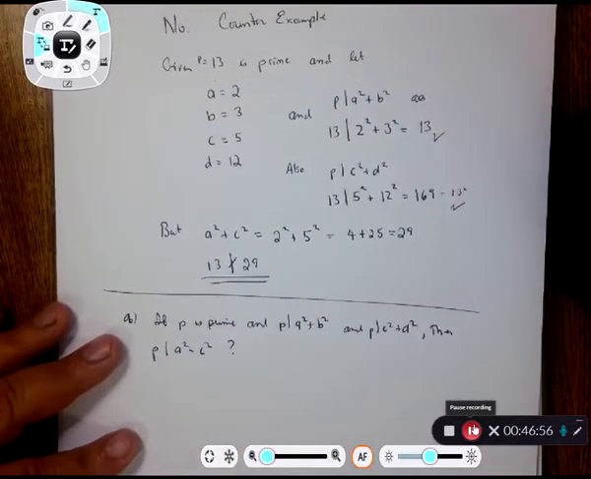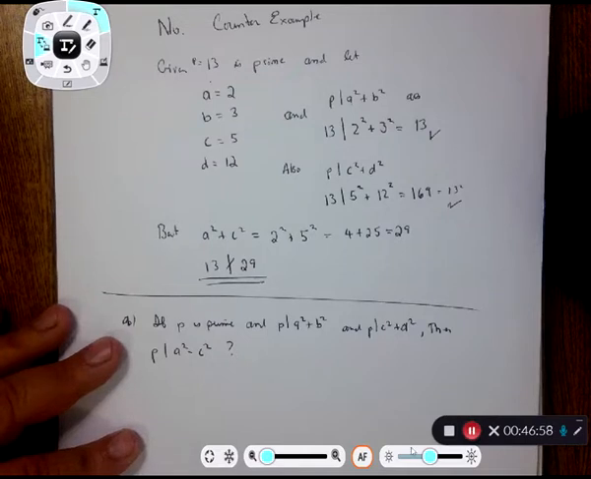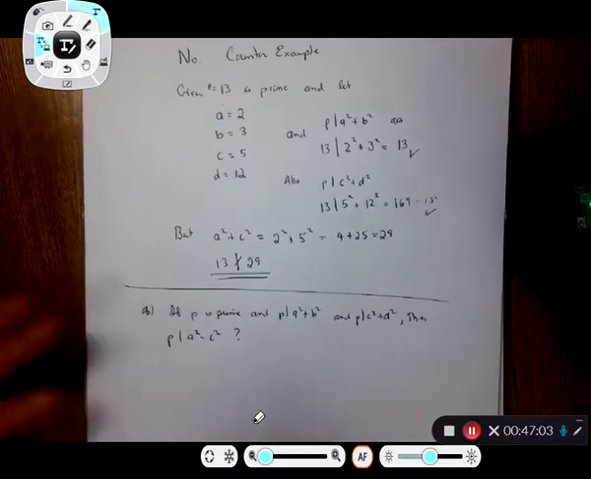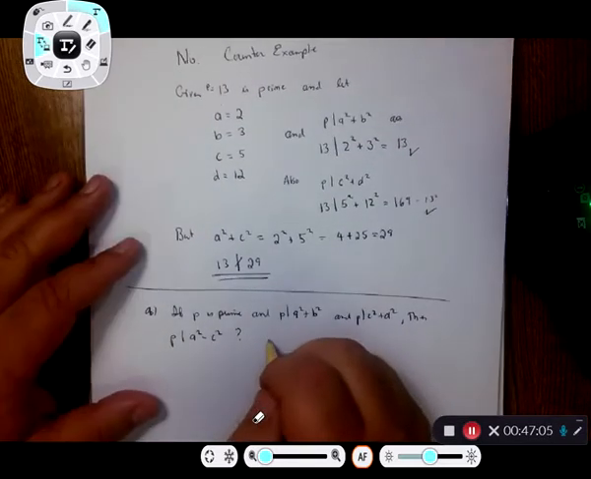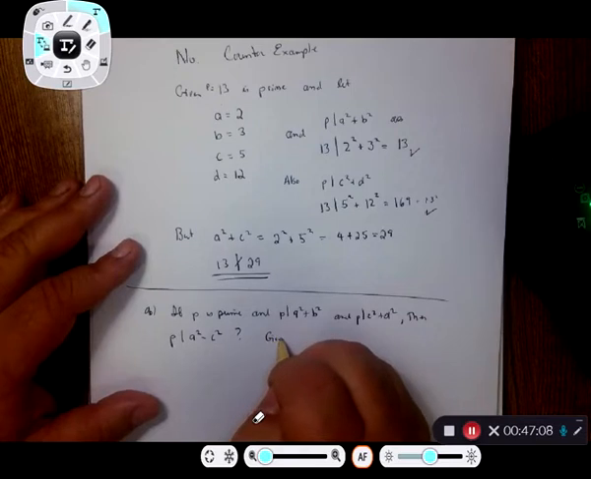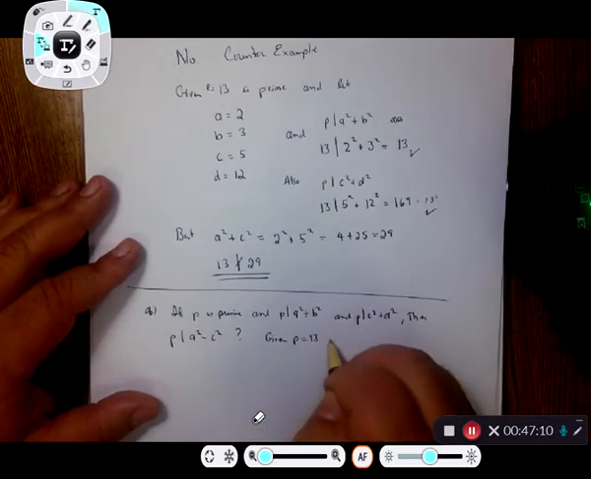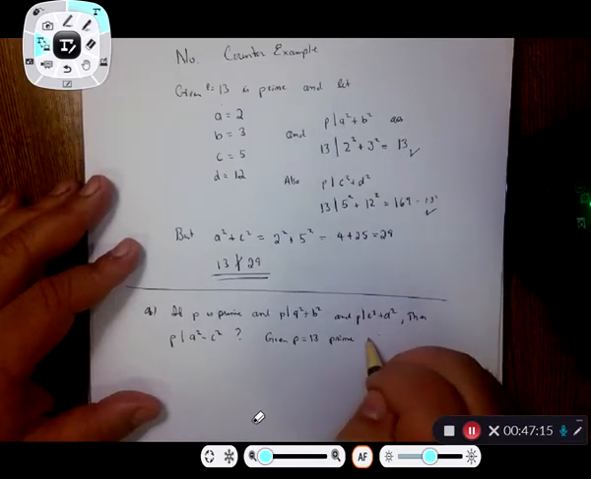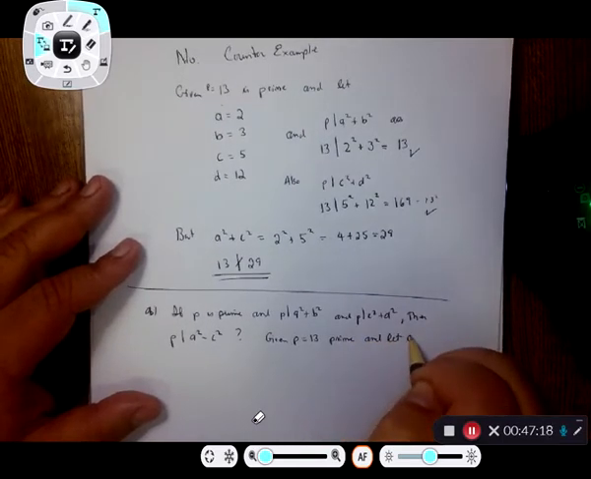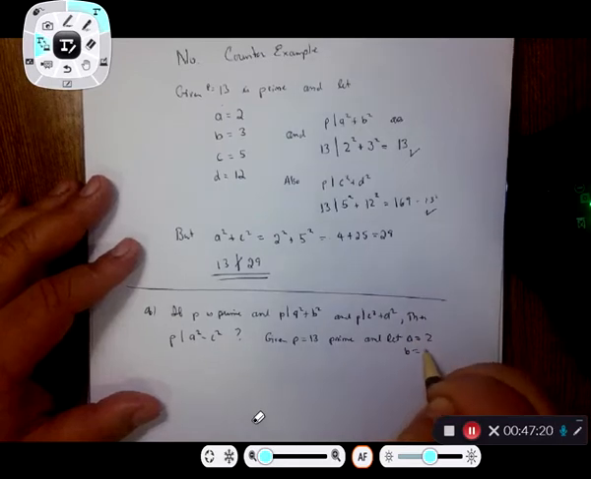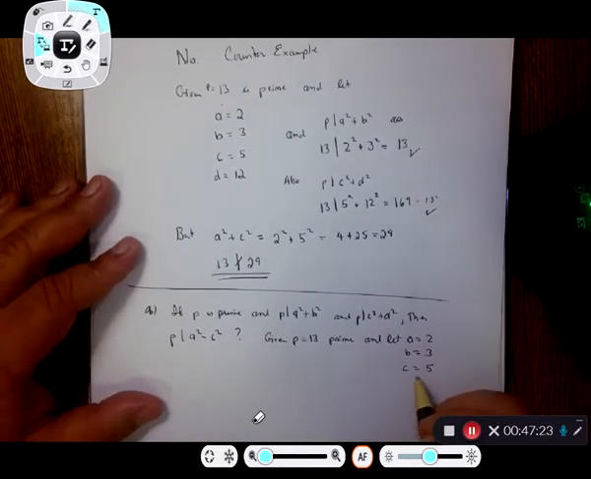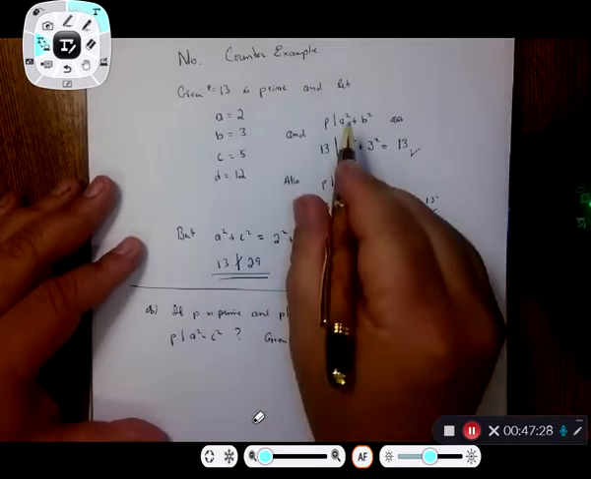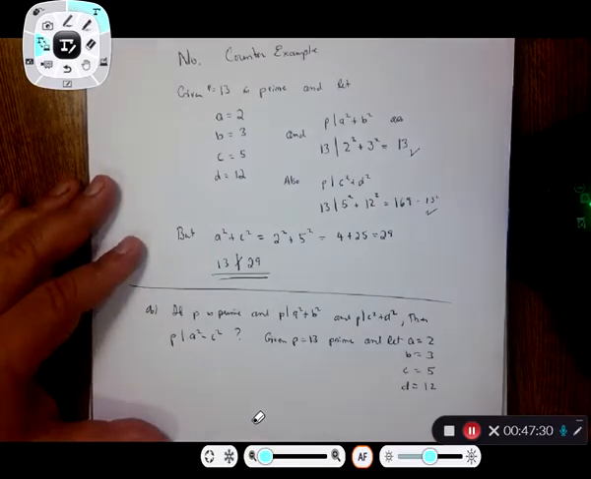And again, I'm going to use the exact same numbers on these things. So back it down just a little bit so you guys can see this. And so using again the same thing, given P, I'll set equal to 13, and of course this is clearly prime. And I'm going to use the same numbers. And let A equal 2, B equal 3, C equal 5, and D equal 12. So I bet I'm going to get the same thing.